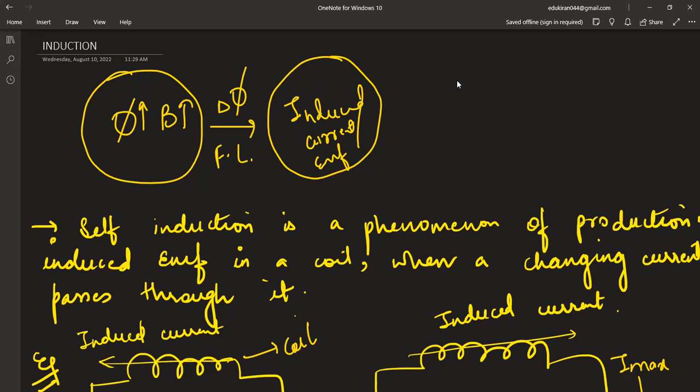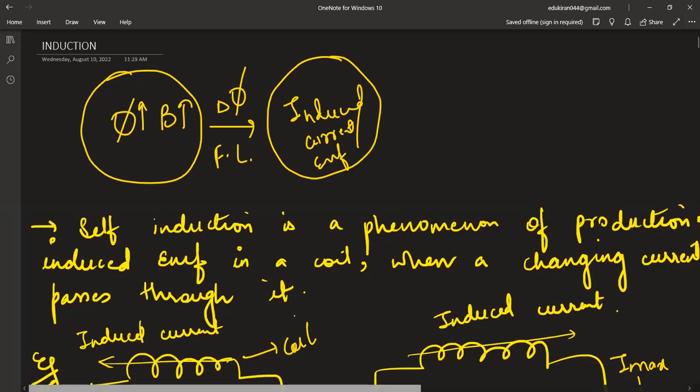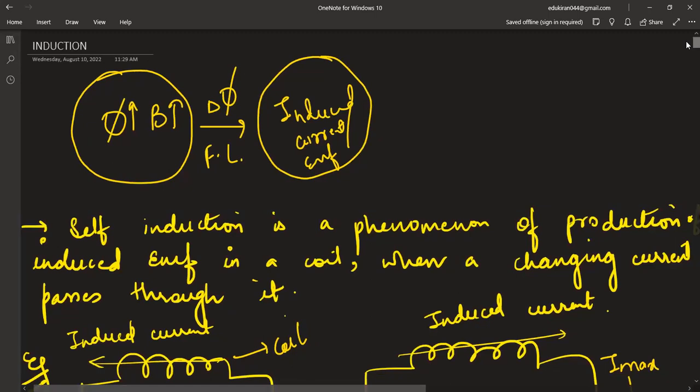In mutual induction, you will be having one coil whose magnetic flux or magnetic field will be changing and current will be induced in the second coil. That is known as mutual induction. In self-induction, it's the same coil. All right. So self-induction is a phenomenon of production of induced EMF in a coil when a changing current passes through it.